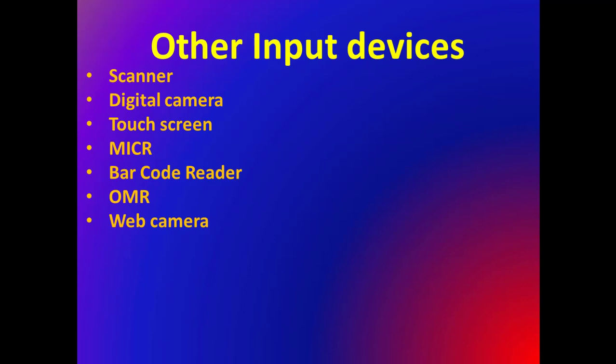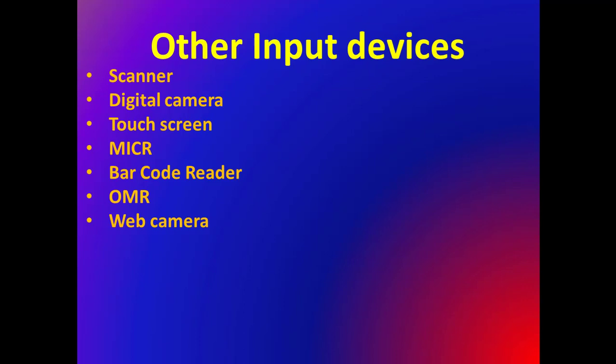MICR: M for magnetic, I for ink, C for character, and R for recognition. Magnetic ink character recognition is an input device. Especially it is used by the banks to check the checks. जो bank में checks होते हैं उनमें एक special ink का use किया जाता है. MICR उसी ink को read करता है, special text को, और पता लगाता है कि जो check है that is correct or fraud.